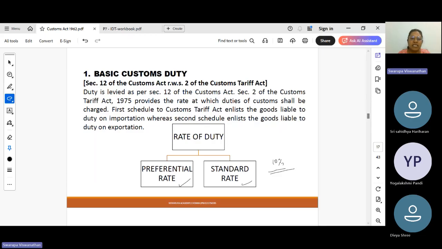First one is basic customs duty. Basic custom duty as per the Customs Tariff Act, if the product is eligible for a preferential rate, then the preferential rate will apply. If a standard rate is mentioned, then the standard rate as per the Customs Tariff Act will be applicable on the assessable value of the goods and the customs duty has to be calculated. So that is basic customs duty. That is the base tax or the base duty that has to be paid as calculated on the assessable value of the goods.